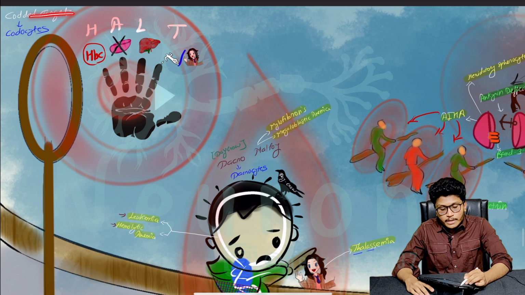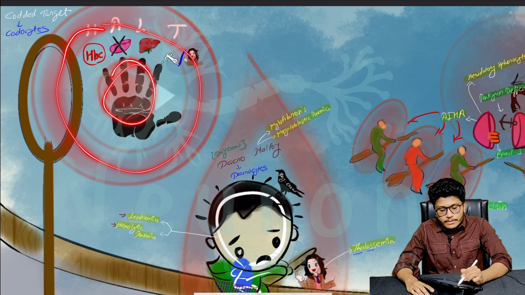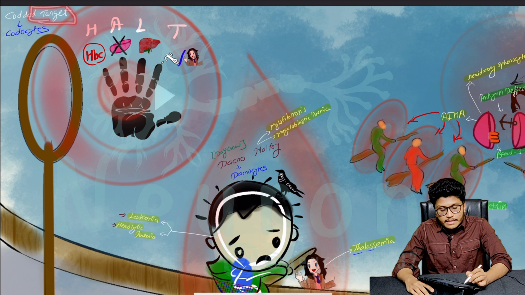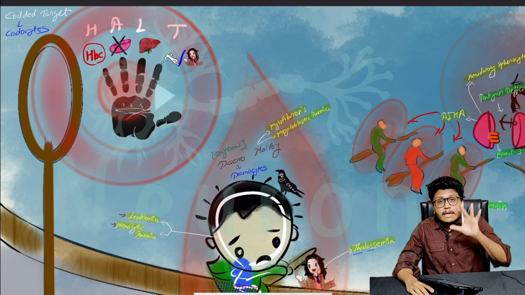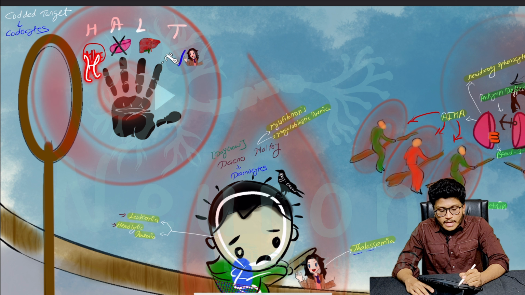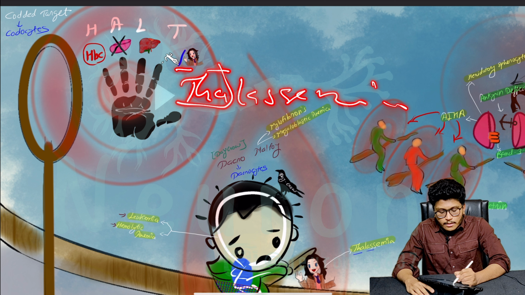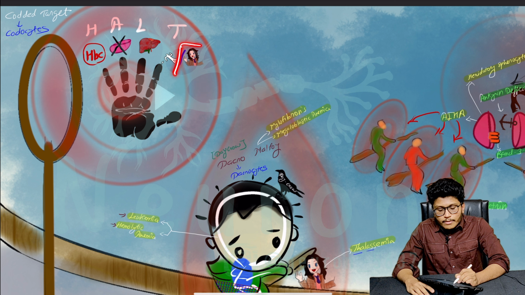So the first poikilocyte is codocyte or target cell. This is the shape of a target, so you can remember target cell, and this is a coded target, not a simple target. Every target has a goalkeeper. Here the goalkeeper is trying to prevent the ball going into the goal. So he is saying halt. From halt you have to remember HBC, asplenia, liver disease and thalassemia. Thalassemia is the last, the girl, so I have drawn this girl.